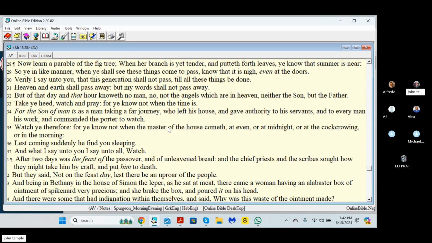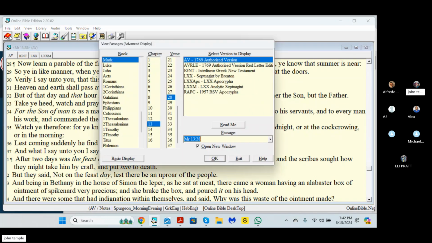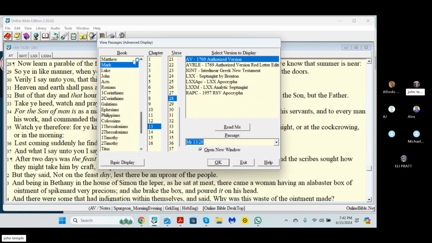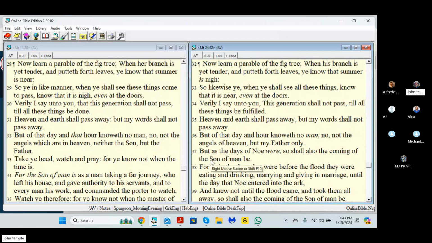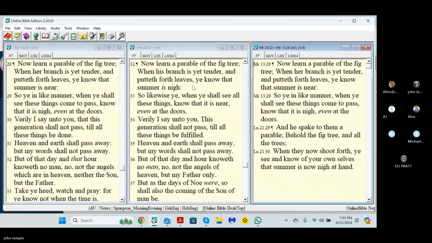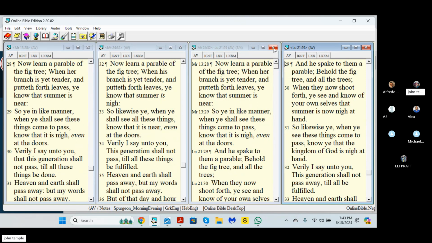And then that's Mark 13:28, and then Matthew 24, I think it's the same thing. Matthew 24:32. Yeah. All right. Look for another verse there. This is Luke 21, parable of the fig tree. All right.